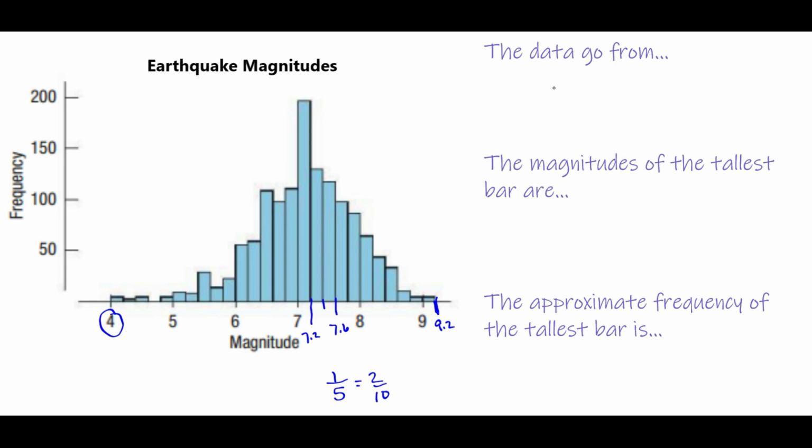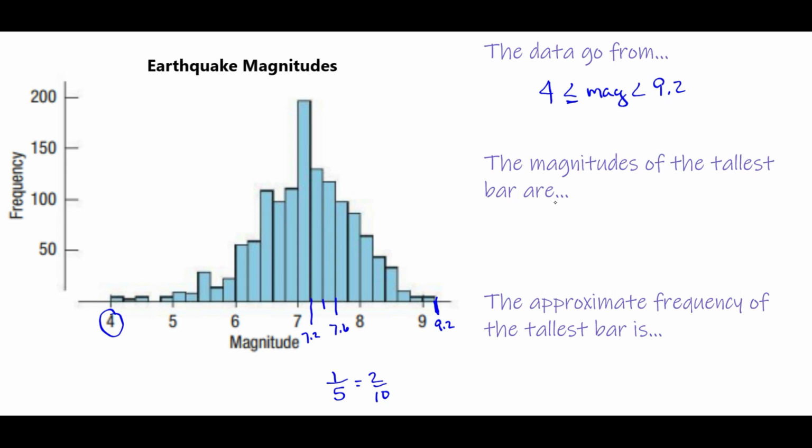So here we would say the data goes from 4 to 9.2. It includes the 4 because we always include the left endpoint, but we don't include the right endpoint. So it goes up to 9.2, but it doesn't include 9.2.